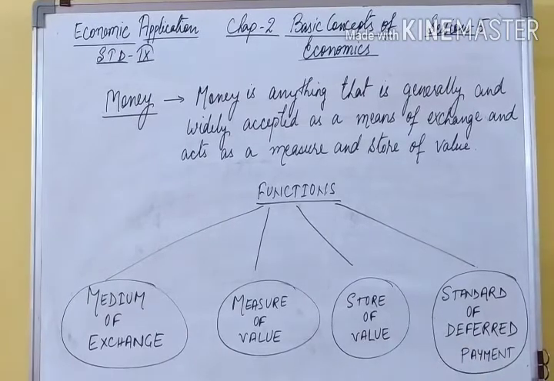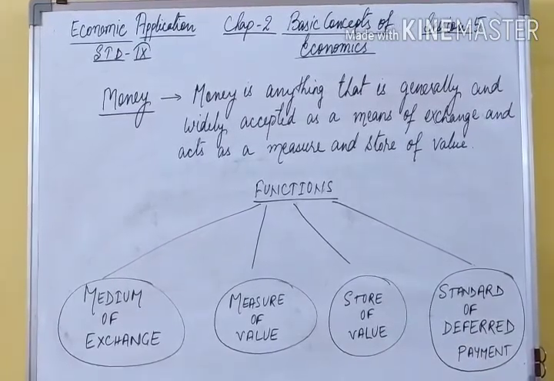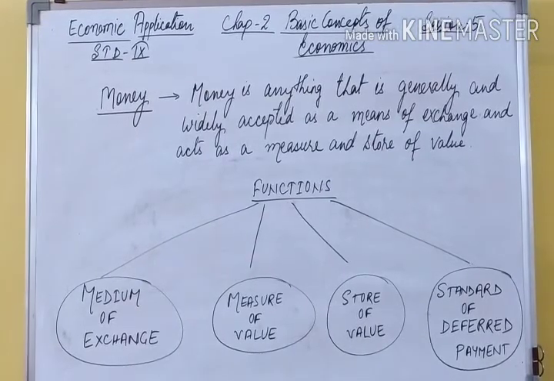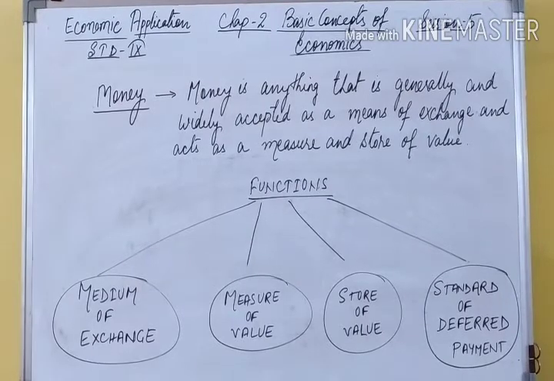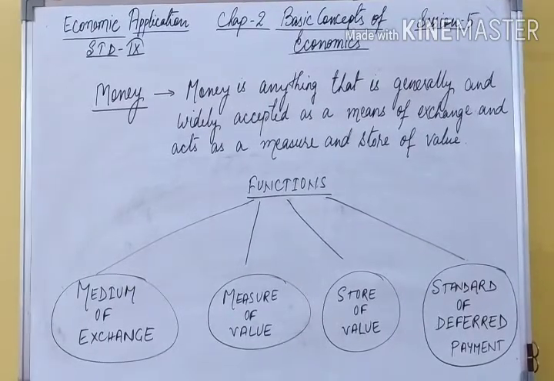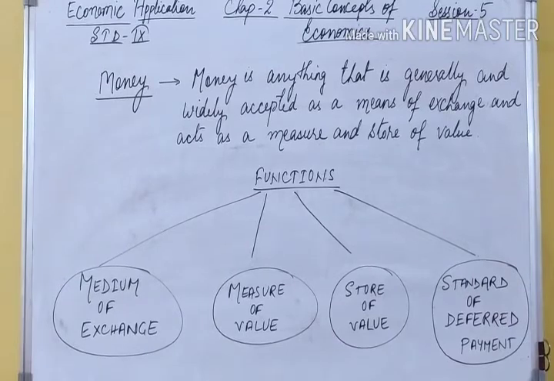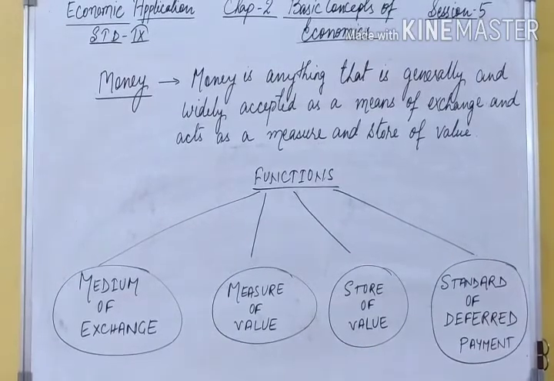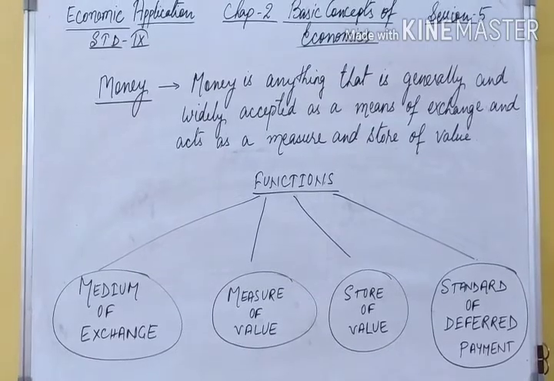Next, store of value. Money acts as a store of value. We can store it for the future. As and when required, we can use the money which we keep, either in the form of deposits or in the form of savings. Next, money acts as a standard of deferred payment, which means that money can be utilized to make payments in the future.